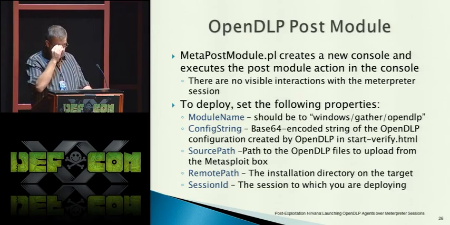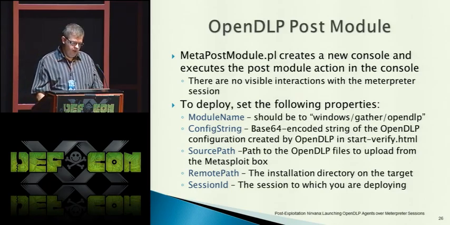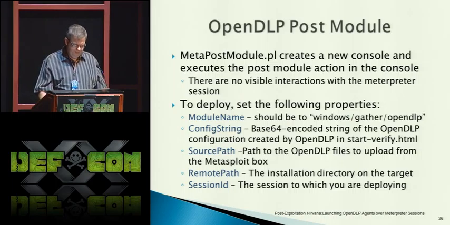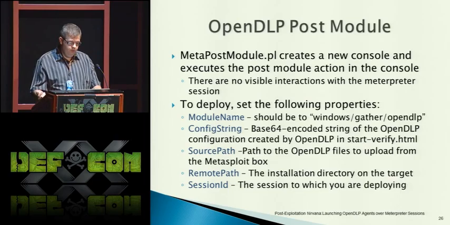So I created this new Perl module to interface with this. And this module does all the work of creating a console and executing the post module inside. It's really easy to use. You set the module name, the configuration string, which we get from OpenDLP. We just base64 it and set that. The source path, which is the path on Metasploit where the OpenDLP deployment files are located. The remote path is the installation path, and the session ID is a session we want to deploy this to.